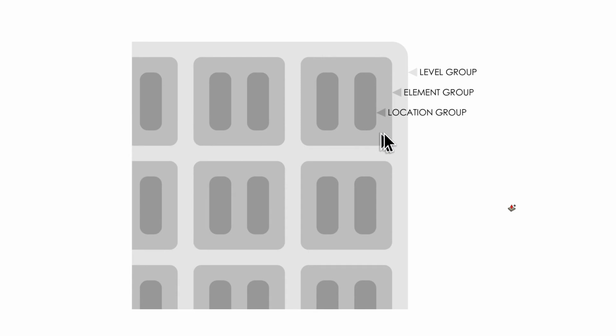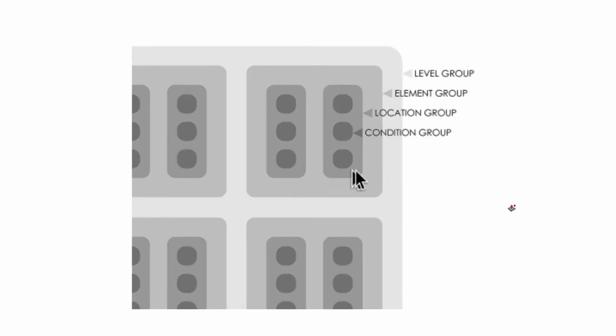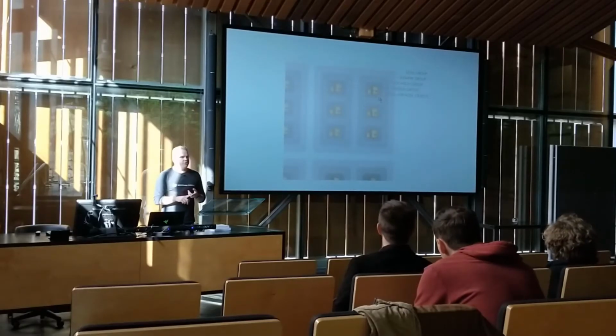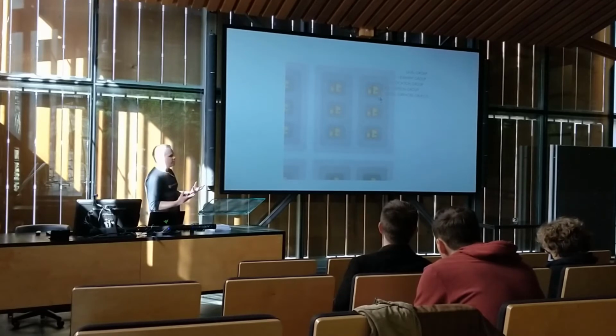All right, and then location being interior or exterior, so there are only 2 location groups, and then condition being new, existing, or demolished. Those are the baseline, and then all of your geometry goes into that last group, where all of your edges, surfaces, and objects live on layer 0.